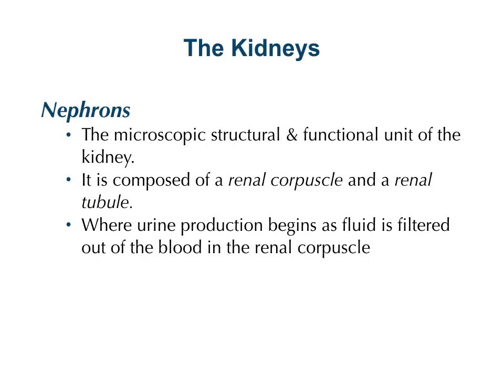And the functional unit of the kidney where the urine will ultimately be formed is the nephron. And we will discuss this in greater detail in our next lecture. But just so you know, the nephron is the microscopic structure and functional unit of the kidney. It is composed of a renal corpuscle and a renal tubule. Not too meaningful to you at this point. This is where the blood will come in, and urine production begins as fluid is filtered out of the blood in the renal corpuscle.